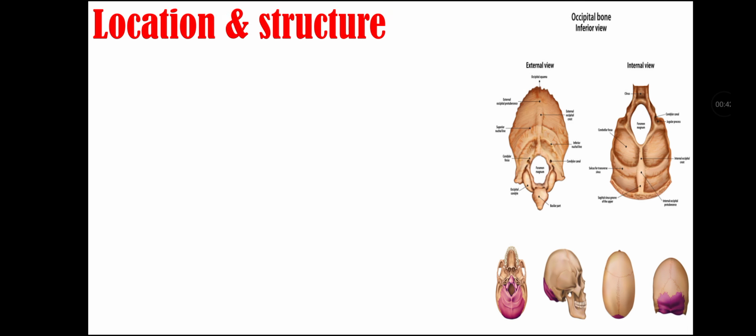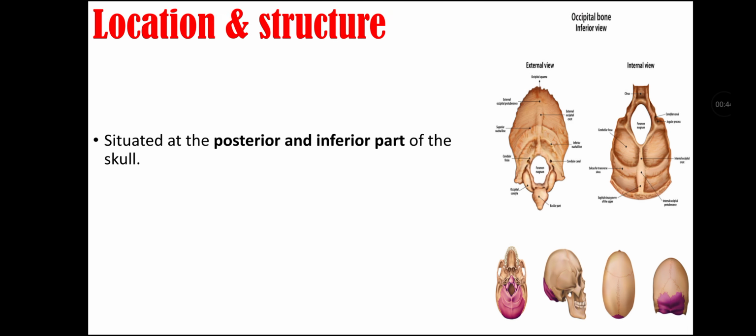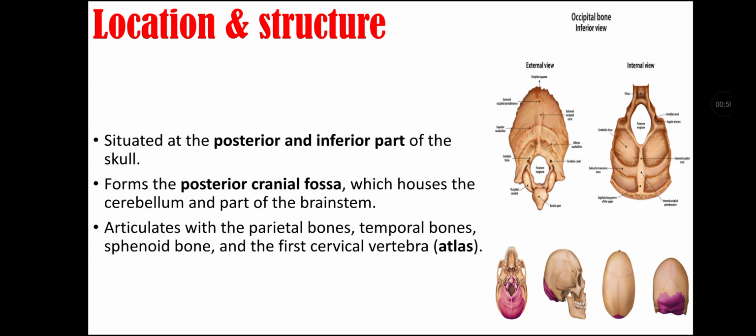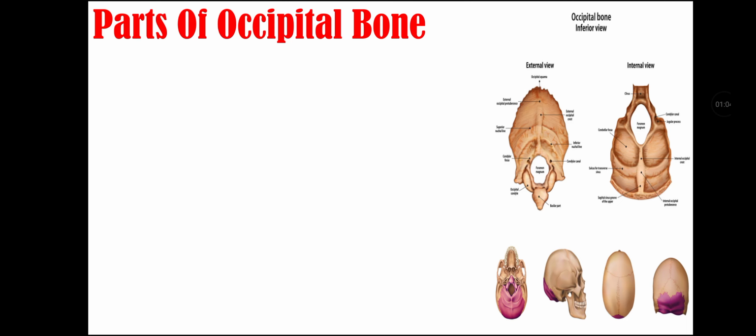Location and structure of the occipital bone. It is situated at the posterior and inferior part of the skull, as you can see in the lower diagrams. It forms the posterior cranial fossa which houses the cerebellum and part of the brainstem. It articulates with the parietal bone, temporal bone, sphenoid bone, and first cervical vertebra.